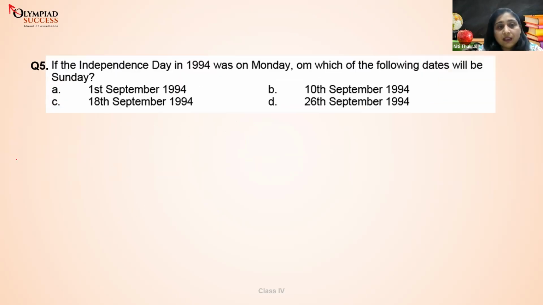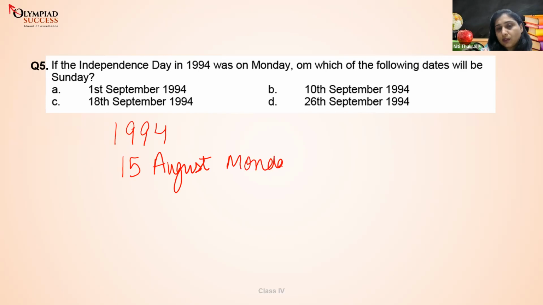Okay, now, if the Independence Day in 1994 was on Monday, okay, then on which of the following dates will be Sunday? If the Independence Day in 1994, you know when is the Independence Day? It's on 15th August. So on 15th August in 1994, it was Monday. So now on which of the following dates will be Sunday? Just calculate on which day it will be Sunday.